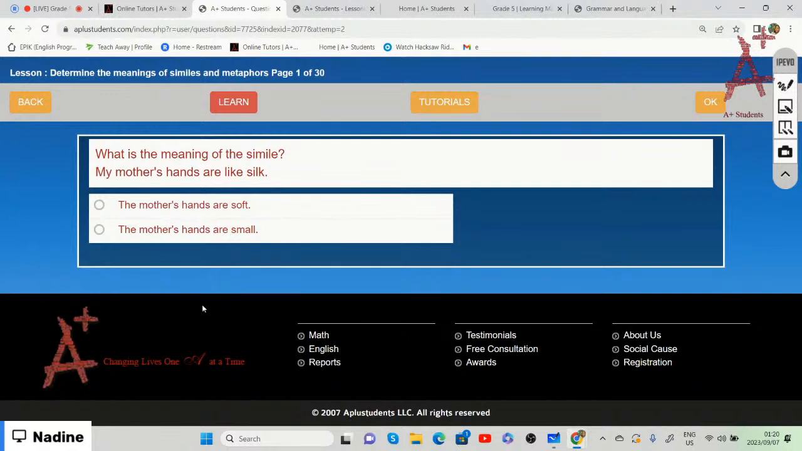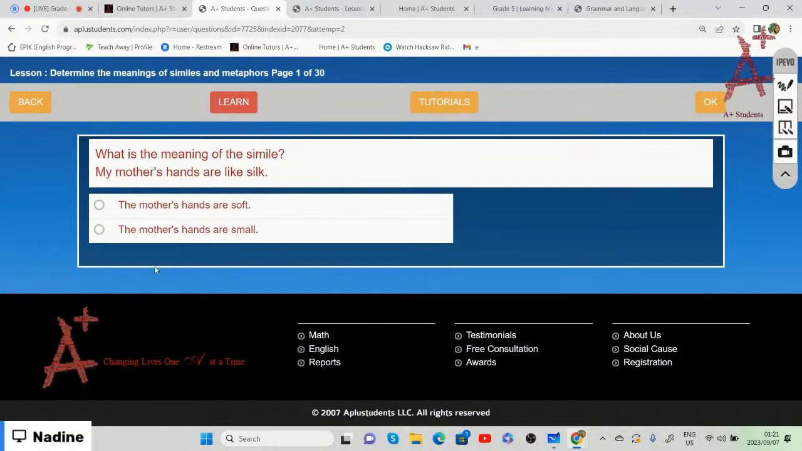Similes do use like and as, yes, but now they're saying my mother's hands are like silk. So we now need to say what the meaning is of my mother's hands are like silk. Is it my mother's hands are soft, or my mother's hands are small? So we need to give the meaning of that simile, not the meaning of simile.